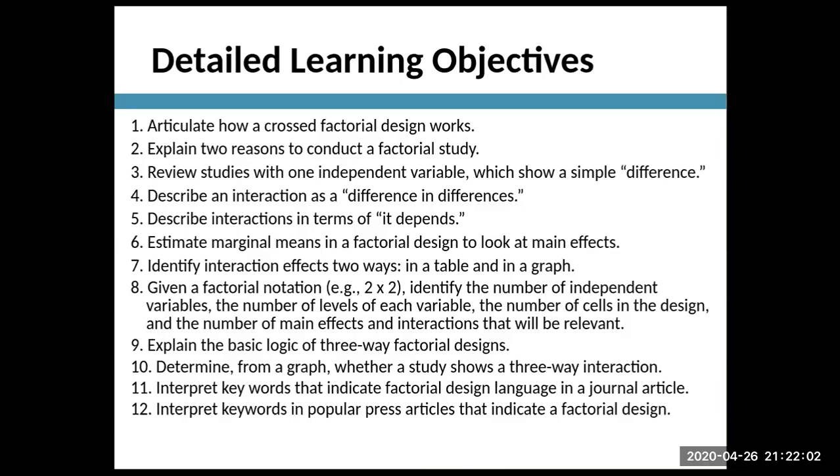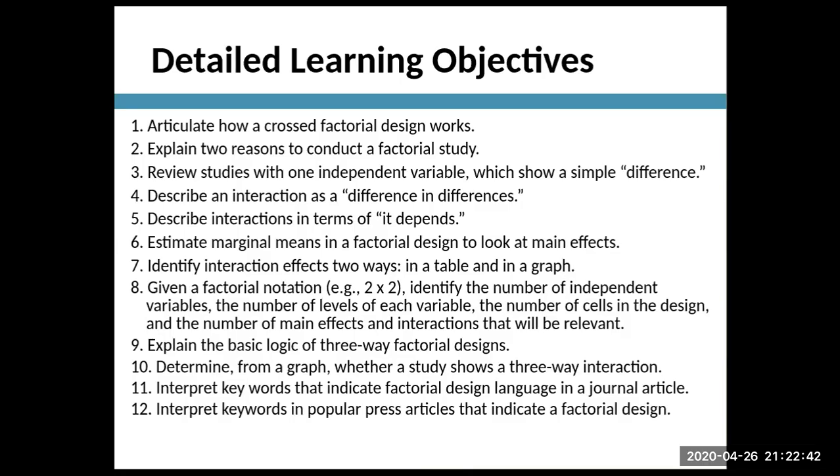So interactions, when we talk about them, is there an interaction or not? We like to use the term "it depends," and you'll see what that means as we get into it. We are also going to estimate marginal means and figure out how to do that to look at main effects. And we are going to identify interaction effects in 2 ways. We can use a table, and we can actually point out an interaction, whether or not there is one, by looking at a graph. And the sort of secret behind that is non-parallel lines. You'll see what I mean. And it should be pretty easy to figure out.